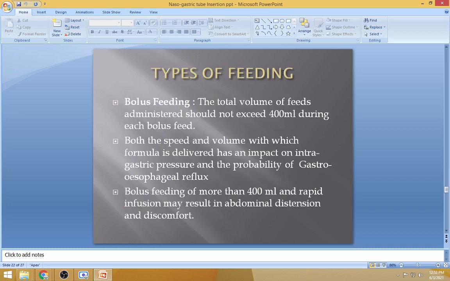What are the different types of feeding? Bolus. The total volume of feed. Bolus means at one time. When we take that 50 ml syringe or 500 ml, 400 syringe, and we just push it in, that is called bolus feeding. Okay, that is called bolus. Understood? Bolus, in one go when we feed.